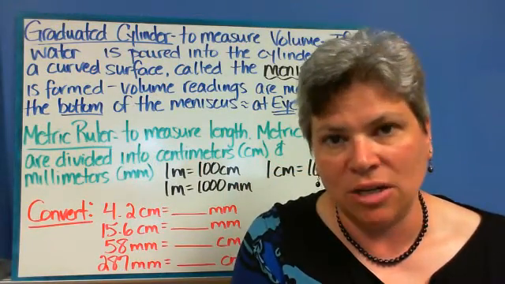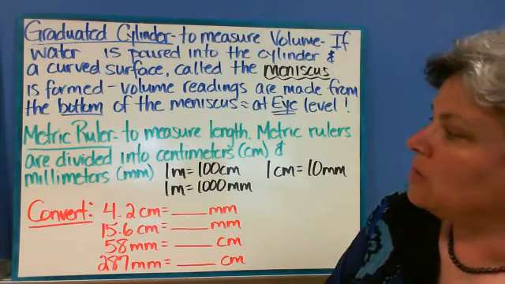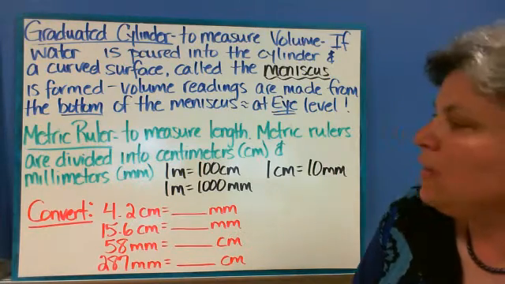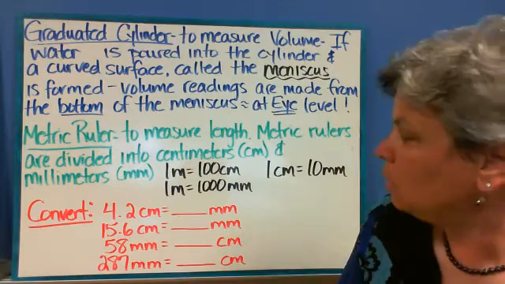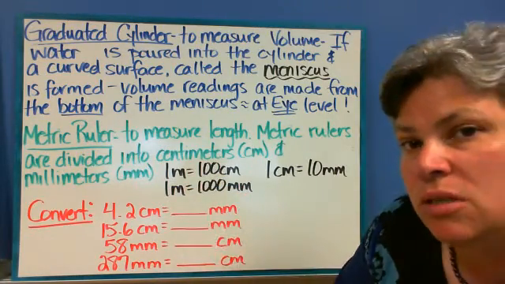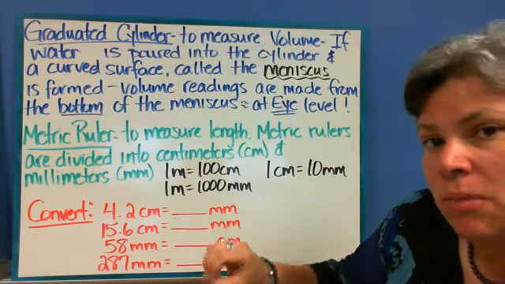That's how you use a graduated cylinder to measure water. The next one we're going to talk about is a metric ruler. We use a metric ruler to measure length. Metric rulers are divided into centimeters and millimeters. Remember, 1 meter is 100 centimeters. 1 meter is 1,000 millimeters.